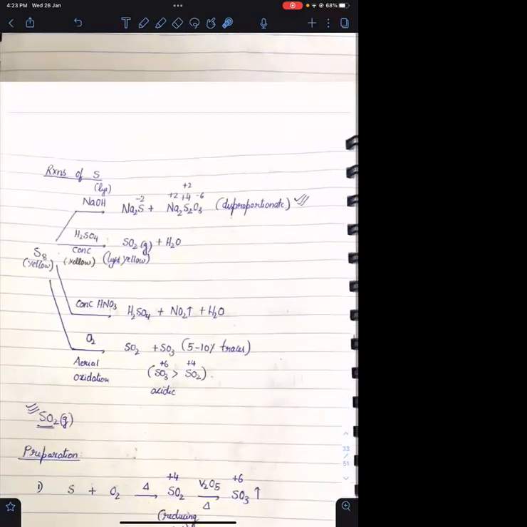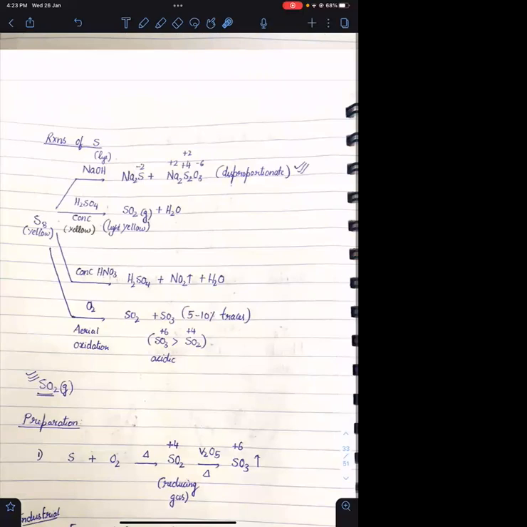Okay. Now the reactions of sulfur. This reaction is very important: the reaction of sulfur with NaOH. We will see the reaction of NaOH in detail later. We saw it with P4, which gives PH3 plus NaH2PO2. Right? That is what we got. Now we are seeing the reaction of NaOH with sulfur, which is also a non-metal. There is one more reaction.